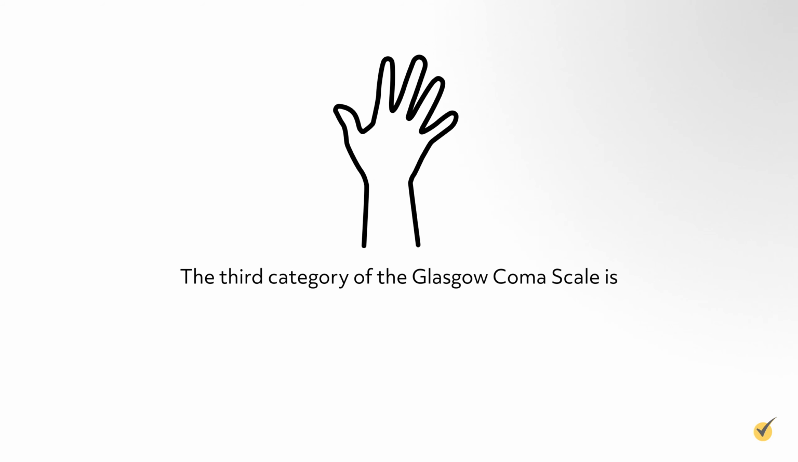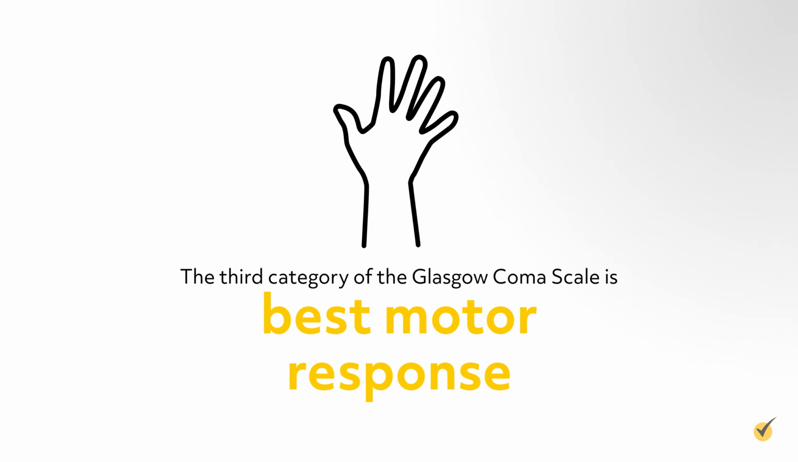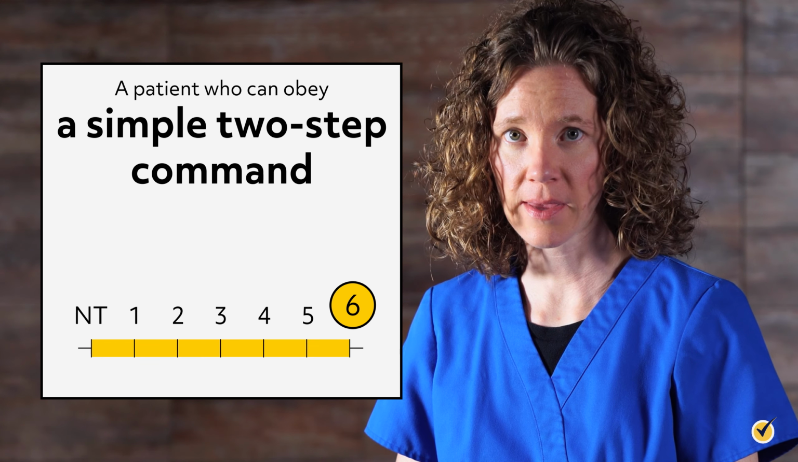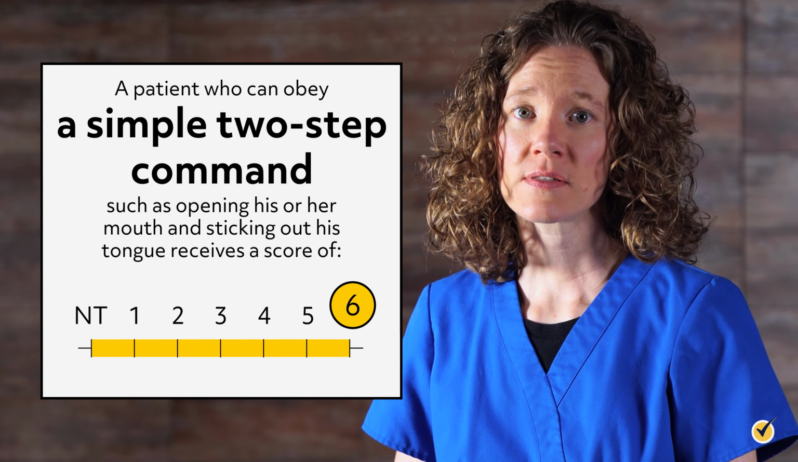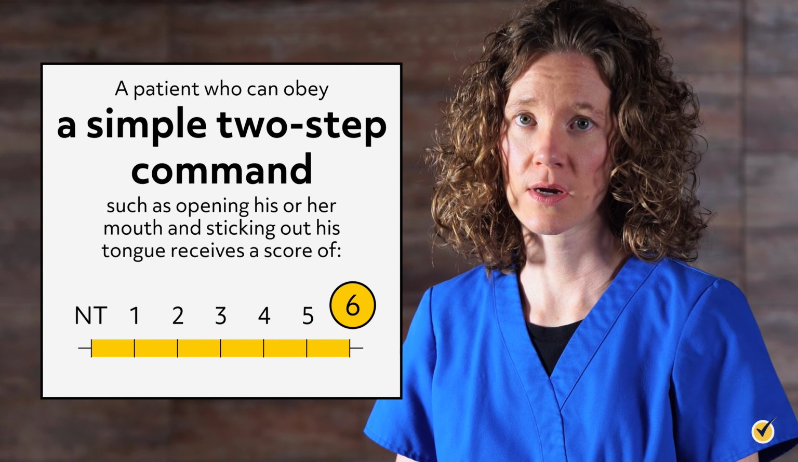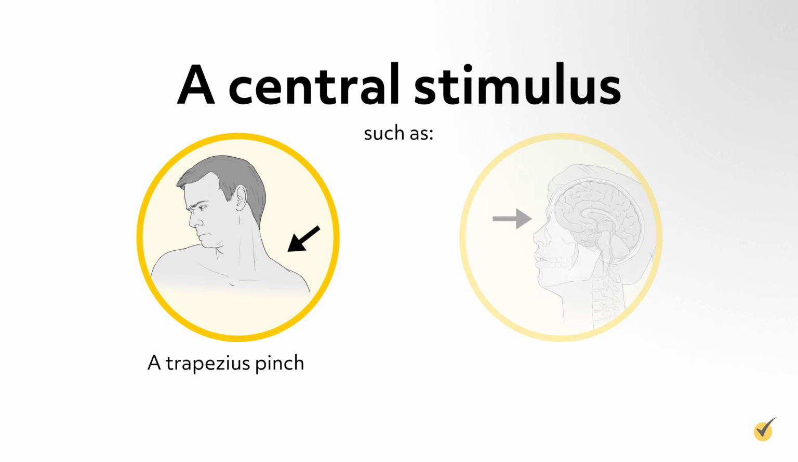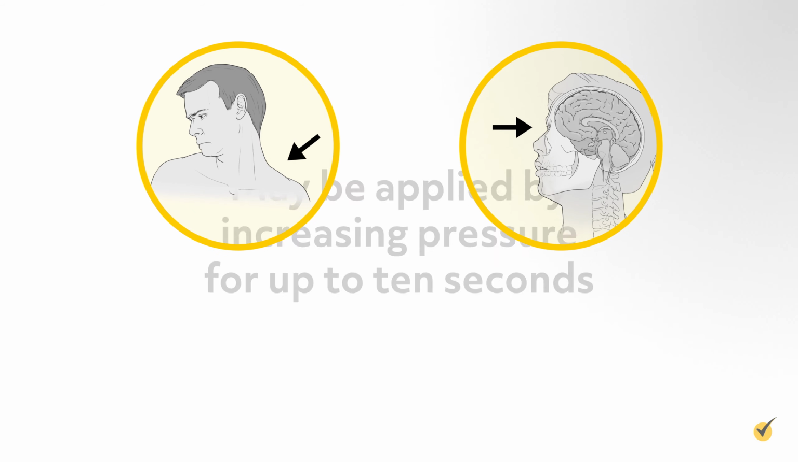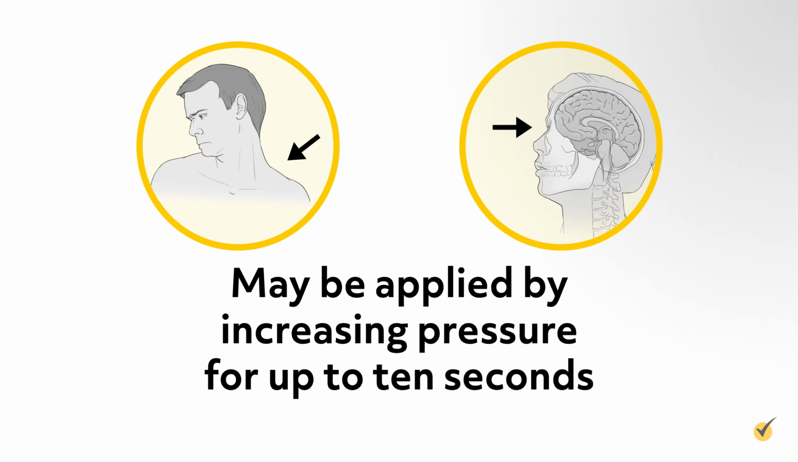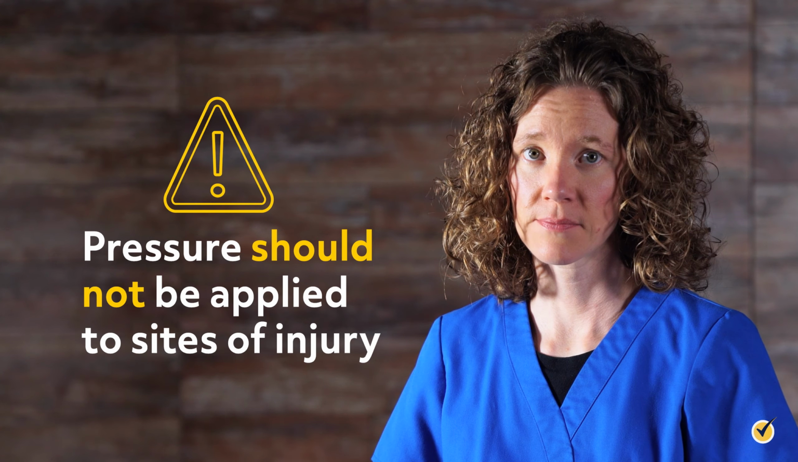The third category of the Glasgow Coma Scale is best motor response. A patient who can obey a simple 2-step command, such as opening his or her mouth and sticking out his tongue, receives a score of 6 in this category. A central stimulus, such as a trapezius pinch or placing pressure on the supraorbital notch above the eye, may be applied by increasing pressure for up to 10 seconds if a patient cannot follow verbal commands. Pressure should not be applied to sites of injury.